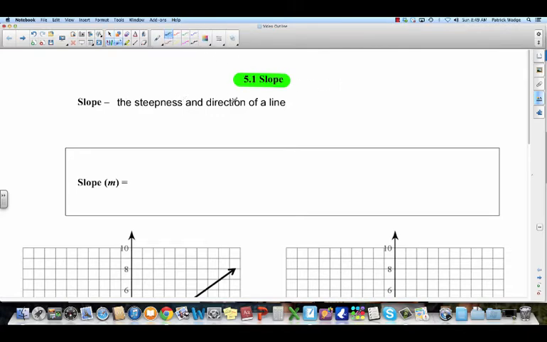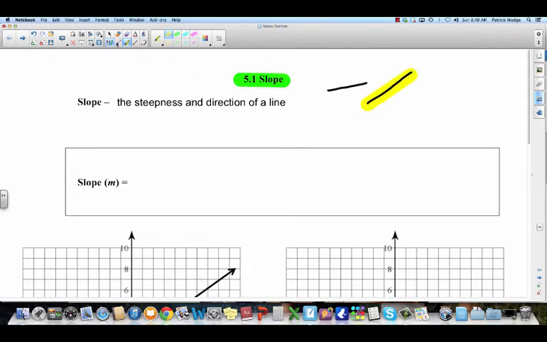And it also refers to the direction of a line. Okay, so for example, if I was to draw a line like this, and another line like this. Which line would you say has the greater slope? Well, to answer that, you'd think to yourself, which one is steeper? And I think we can all agree that this one is steeper, so it has the greater slope.